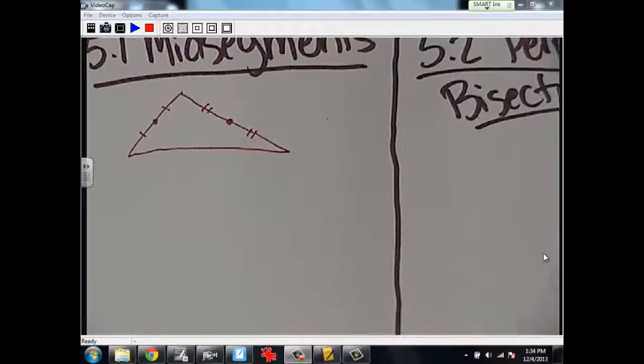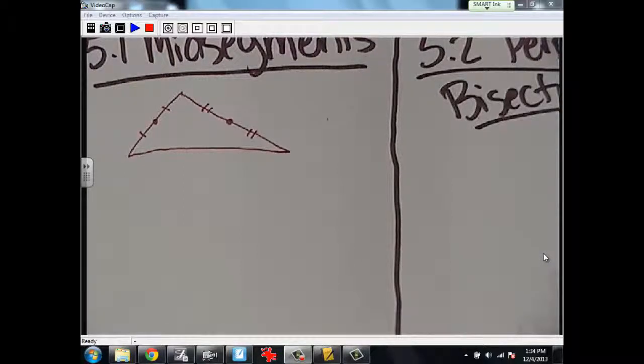You just guessing, or what are you doing? Right now I am. If I was actually looking for the mid-segment, I would get out my ruler, and I would measure that, and I say, hey, if that's like 4 centimeters, what's 4 divided by 2? 2, so that's 2 centimeters, and that's 2 centimeters, and that's exactly the middle of my line segment. So we could measure it with a ruler.